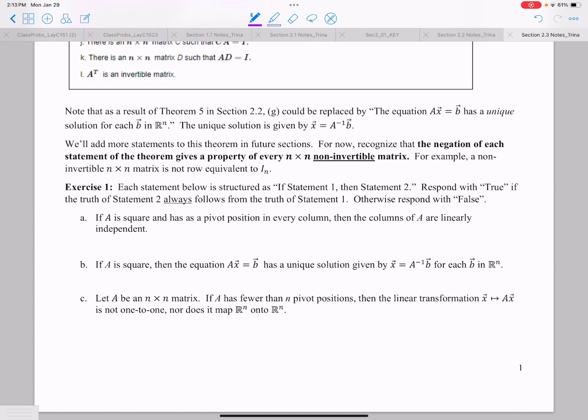In this first exercise, each statement is structured as an if statement 1, then statement 2, and we're going to just see if it's true or false. Part A: if A is square and has a pivot position in every column, then the columns of A are linearly independent. Let's think about that. If it's square and has a pivot in every column, that means every row also has a pivot, then the columns of A are linearly independent, and that is true.